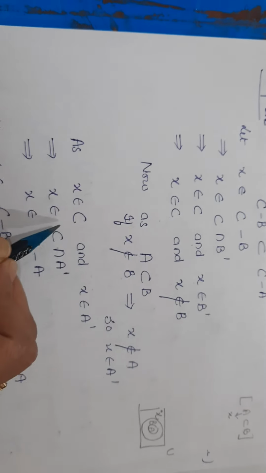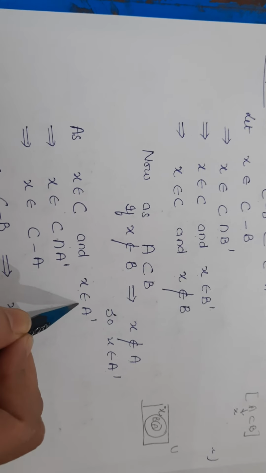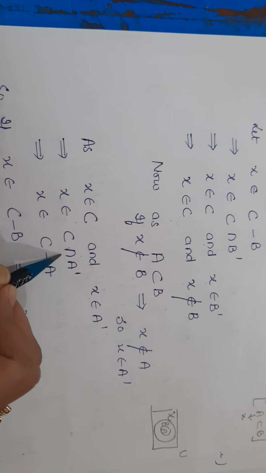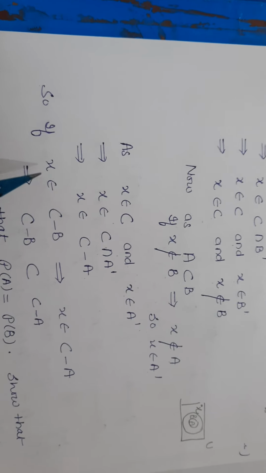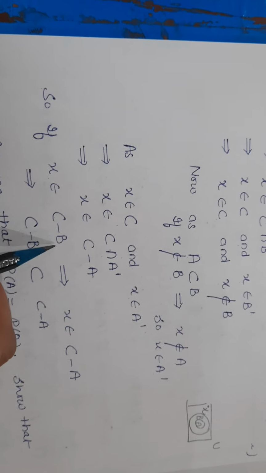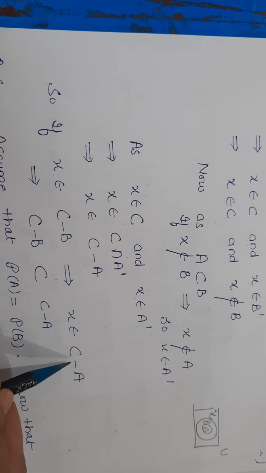So we have X belongs to C and X belongs to A complement. And it means it belongs to their intersection. Further it can be written as C minus A. We have taken X from this set, C minus B, and ultimately X belongs to this. So that means this set is a subset of this.